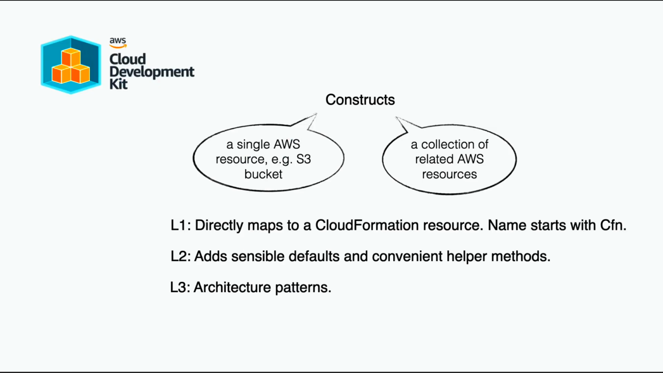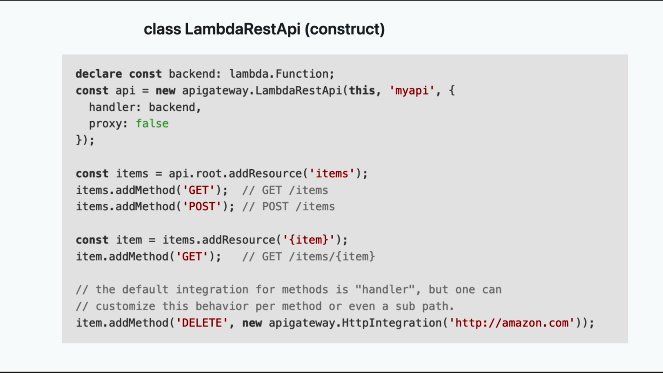And the L3 constructs represent architecture patterns that can involve multiple AWS resources. For example, the Lambda REST API construct creates an API in API Gateway that's backed by a Lambda function that handles all the routes, aka a monolithic function or a fat function.